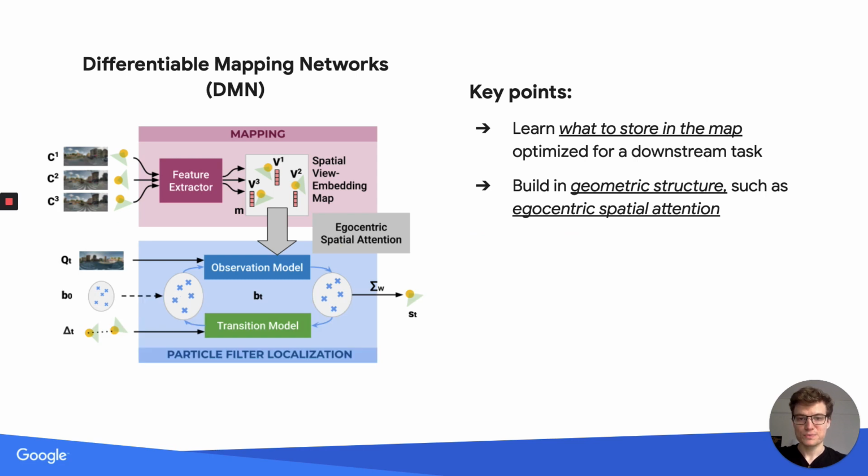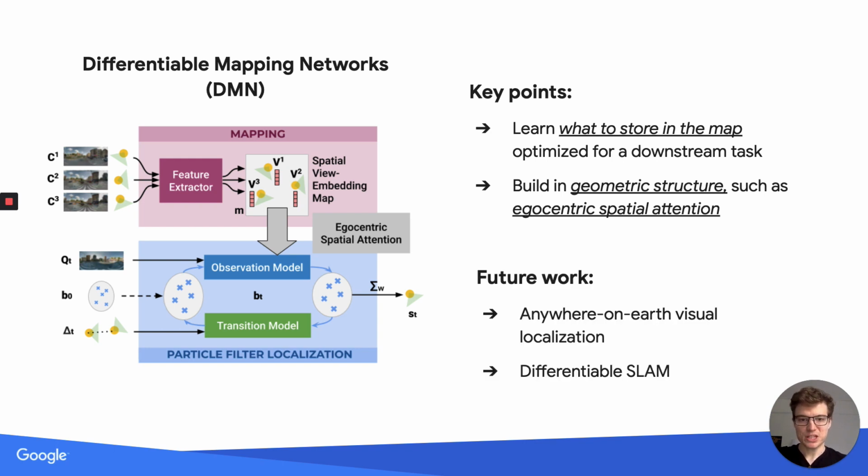In conclusion, we introduced a differentiable mapping approach, a component towards the full differentiable robotics pipeline. The differentiable mapping network allows us to learn what to store in the map depending on what is needed in the downstream task. At the same time, our architecture builds in strong geometric knowledge in the form of the view-embedding map representation and the egocentric spatial attention mechanism to read the map.